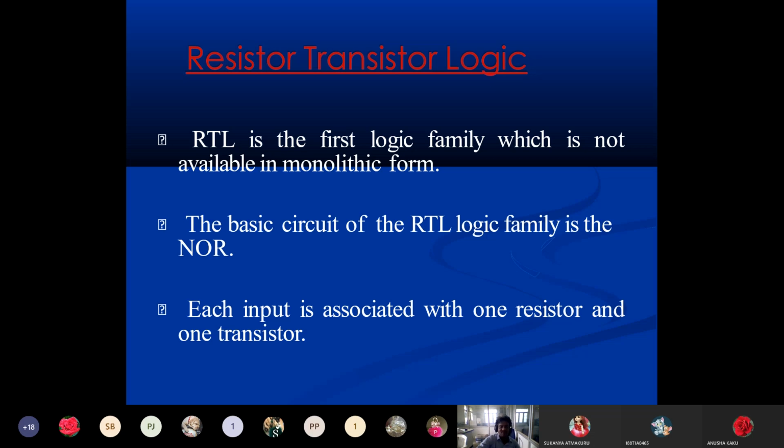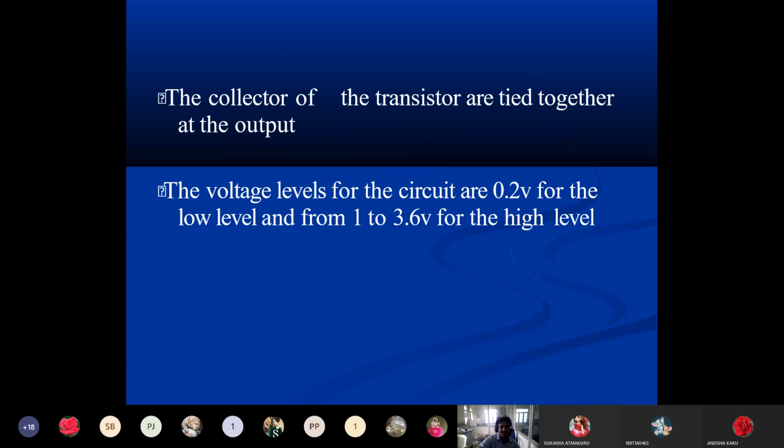So the input, whatever we are applying, consists of one resistor and one transistor, in this type of logic, resistor-transistor logic, RTL. You will see the diagram. The collectors of the transistors are tied together at the output, and the voltage levels for this circuit are 0.2 volts for the low level and from 1 to 3.6 volts for the high level.